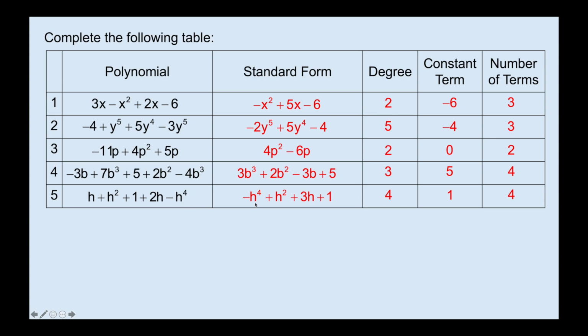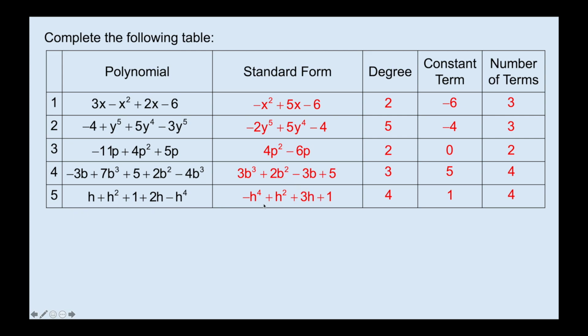move that negative h to the 4th to the front. After that, I'm looking to the 3rd power. We don't have anything there. Then I'm looking to the 2nd power, so h squared is going to go next. Following that, I've got h and I've got 2h. When I combine those two, it's going to give me 3h. And then finally, when I'm looking for constants here, I just have a constant of 1.